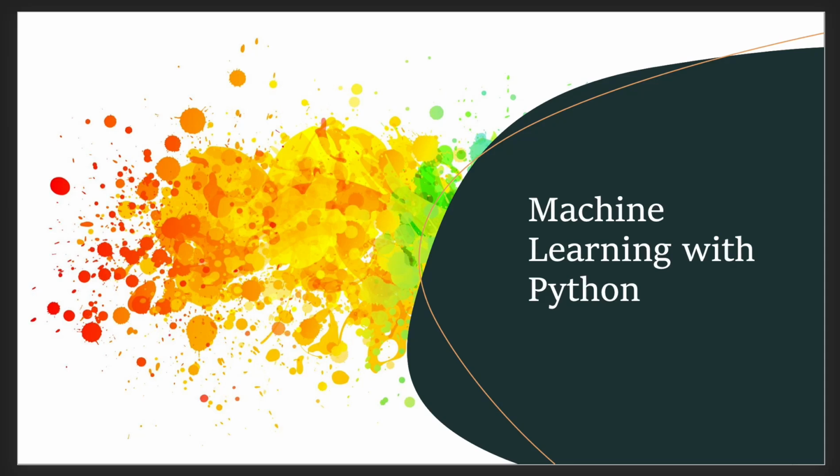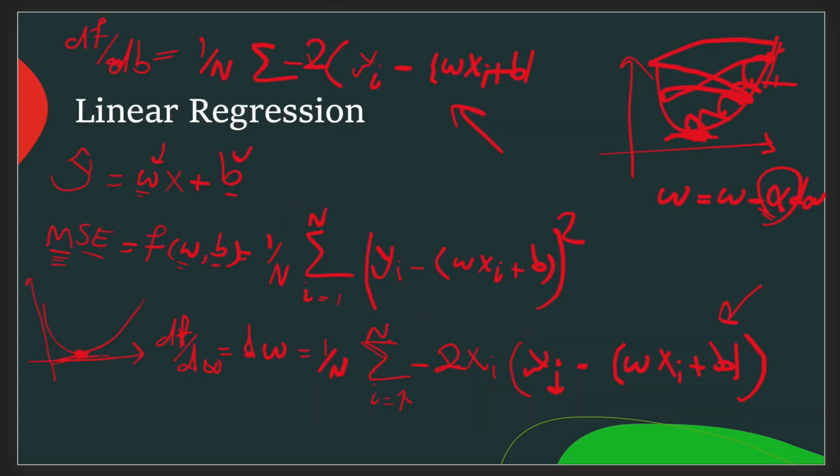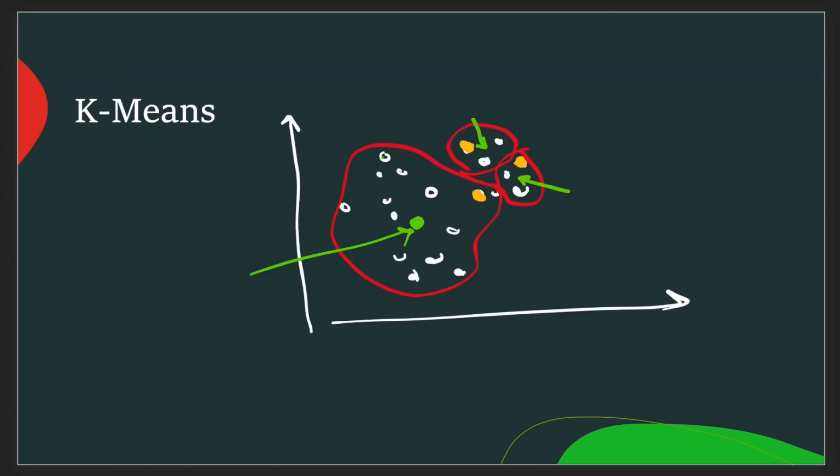Friends, welcome back. In the previous videos, we've been talking about different machine learning algorithms, and we implemented some of them in Python from scratch. Today we are back with another video. In the previous videos, we talked about the k-nearest neighbor algorithm. We also discussed linear regression, naive Bayes, and the k-means algorithm, right?